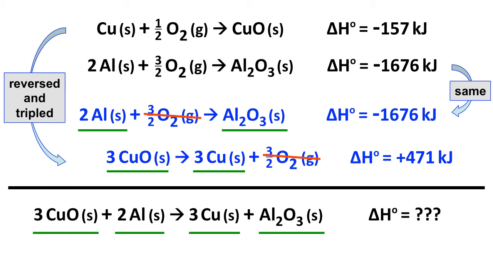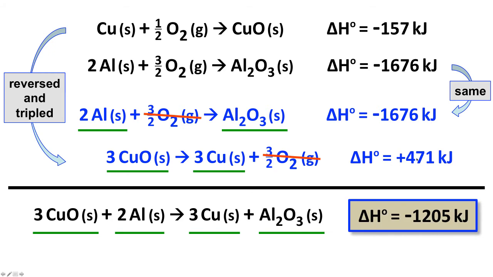Now, of course, we're interested in the delta H value, and so if we take these reactions that we've now manipulated and add them up to get the reaction we're interested in, we have to add up the delta H's in exactly the same way. So we're going to take negative 1,676 kilojoules. We're going to add to that positive 471 kilojoules. And that gives us an overall of negative 1,205 kilojoules for the delta H of the reaction that we were interested in. So that's our answer.